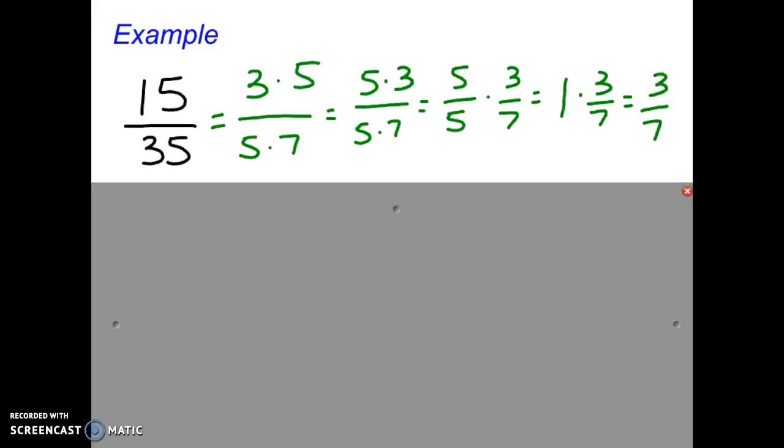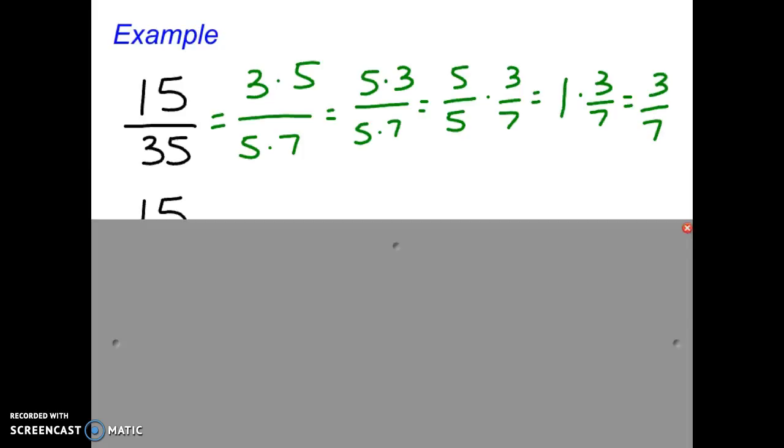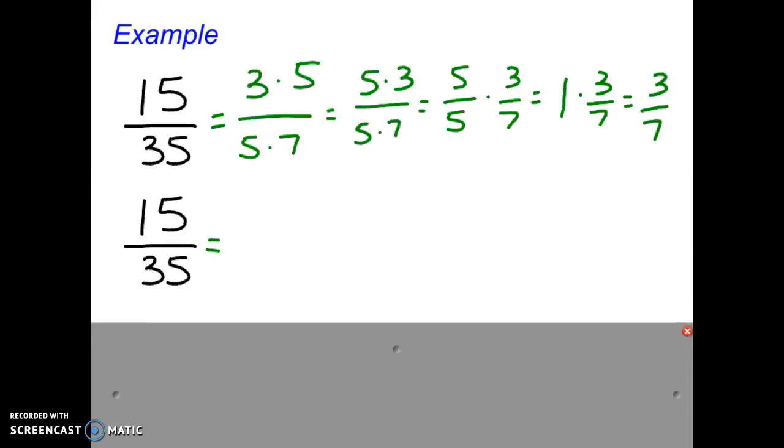Once again, most people do not go through the lengthy process, but they use the shortcut. You would still break the 15 down into 3 times 5, the 35 down into 5 times 7, but if we look for the things that are the same in the numerator and the denominator, in this case the 5s, we would cancel those out, and that would leave us the 3 over 7.